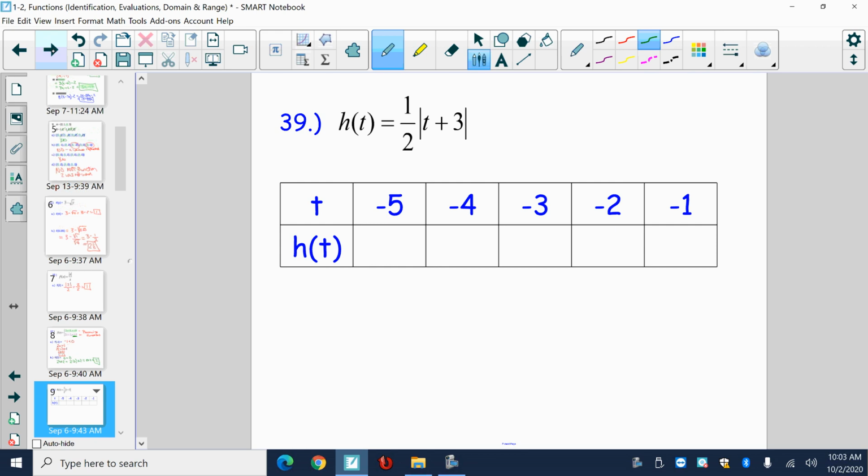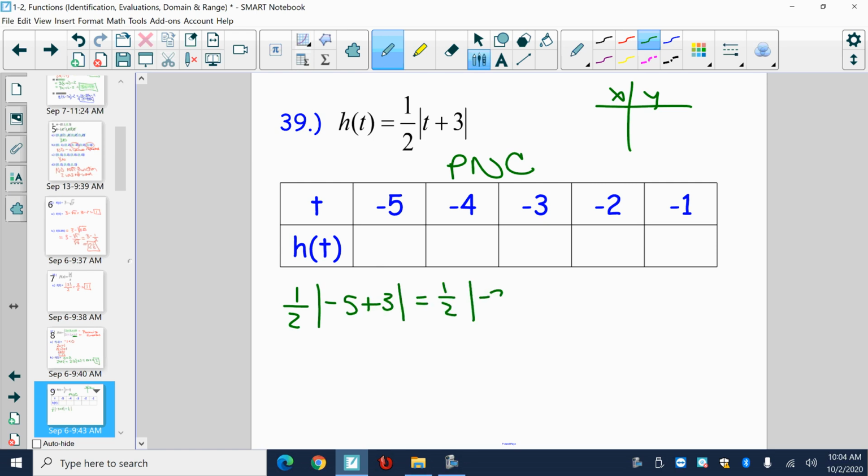Next, the directions say for 39 through 42, it says complete the table. Guys, this table is an XY table. Remember the XY tables used to look like this, and you just simply completed the table. This is still plug and chug. So I'm going to have 1/2 absolute value of negative 5 plus 3. So that's 1/2 times the absolute value of negative 2. The absolute value of negative 2 is 2. And half of 2 is 1. So 1 goes there.